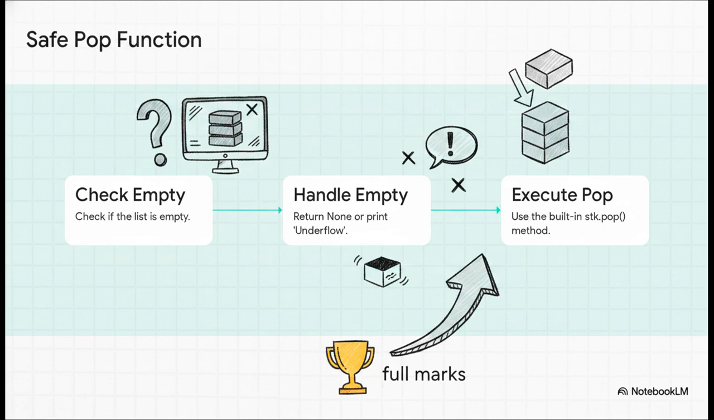Step 1 is your safeguard. Always check if the list is empty, so if stacky equals an empty list. Step 2, if it is empty, safely return none or print underflow. Step 3, only in your else block do you actually use the built-in stack.pop method. Checking that condition first proves to the grader that you actually understand the data structure, not just the basic Python commands.